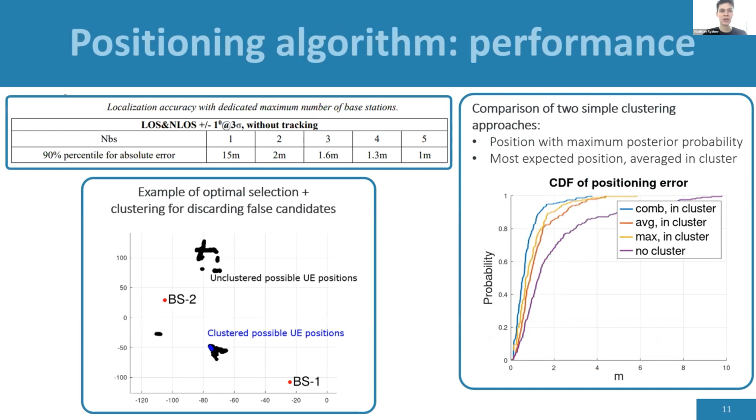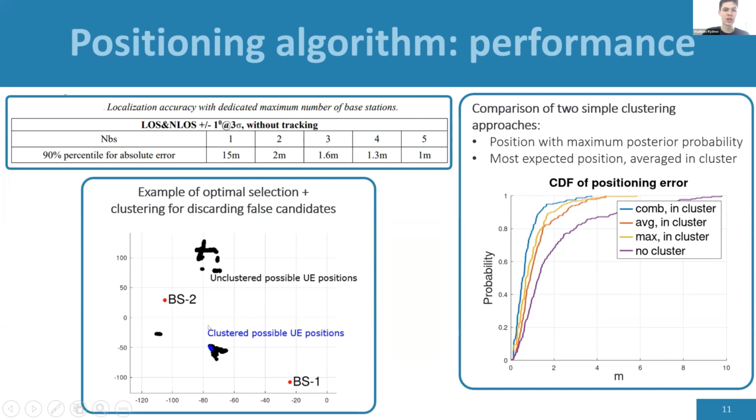So here is a representation of our simulation results. This table shows that depending on the number of base stations, we can predict the accuracy of our estimations. For one dedicated base station, which can receive the signal from the UE, we have about 15 meters at the 90th percentile, and for 5 base stations, which can cooperate with each other, we have about 1 meter, which is a very good and optimistic estimate.